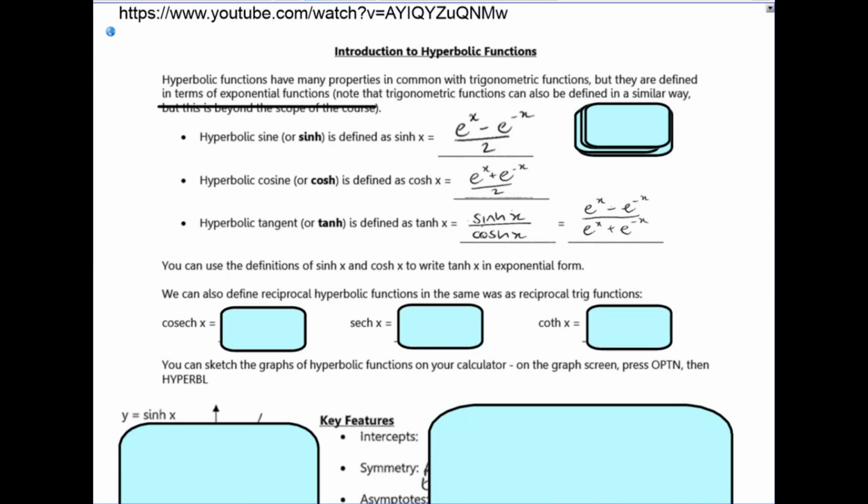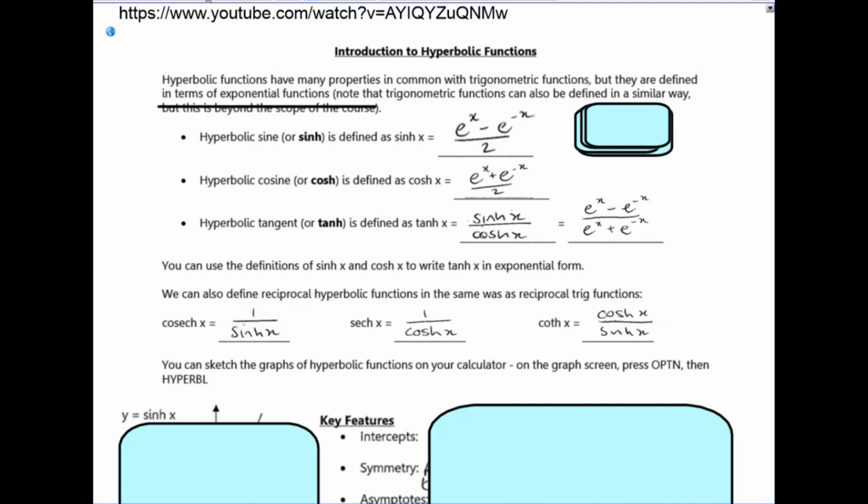You may see this written in terms of e to the 2x as well. If you multiply the top and bottom by e to the x, you can get that too. But you need to learn these definitions for hyperbolic functions. Like I mentioned earlier, you can also have your reciprocal ones. So you have cosech, sech, and coth as well.